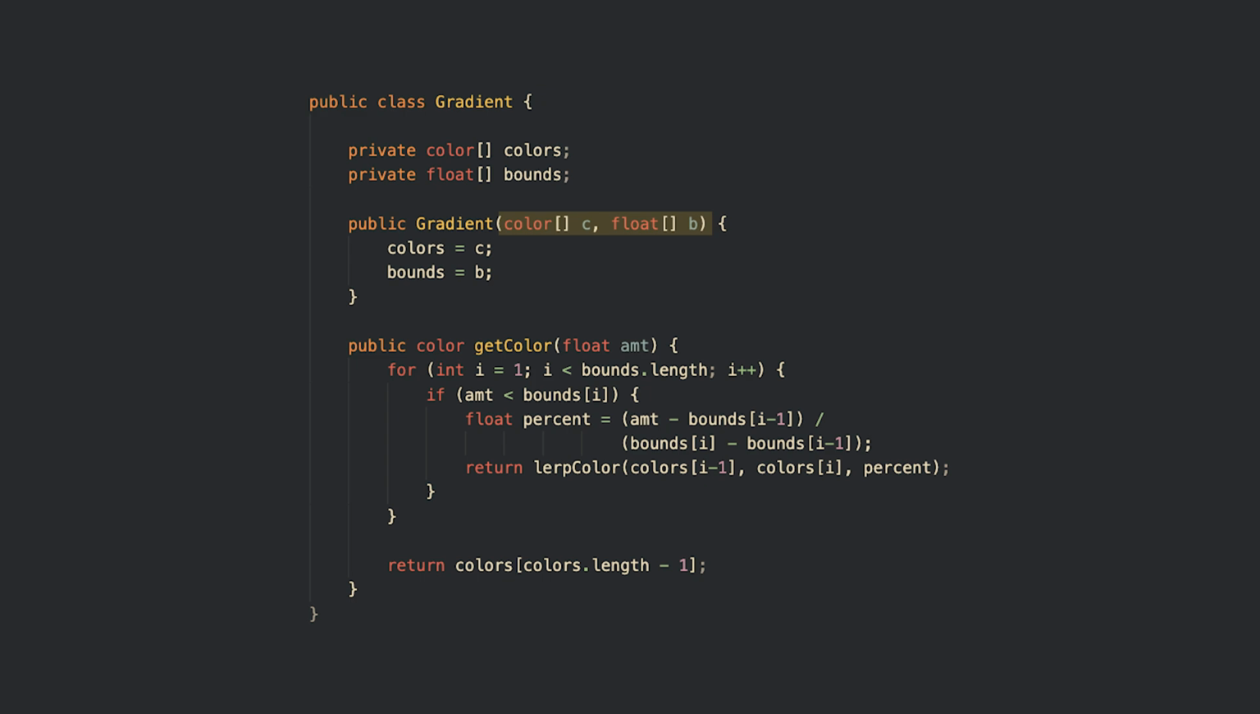For example, let's say I wanted a 3-way gradient between these colors. If I set the bounds to be 0, 0.5, and 1, the middle of the gradient will contain the second color, and the beginning and end will contain the first and last colors, respectively. By changing these bounds, I can skew the gradient towards a specific direction.